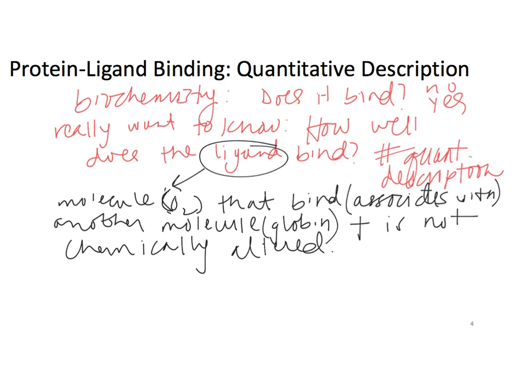Okay, and the value that we're going to use for our quantitative description is going to be called K. That's a capital K and a lowercase d. This is also called the dissociation constant.